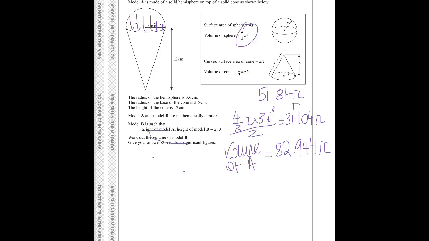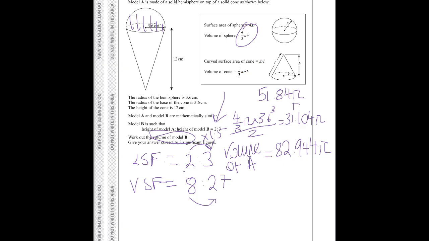Now, with volume, this is the difference: the linear scale factor is 2 to 3. But when we do the volume scale factor, it's really important that we cube both of these numbers. So 2 cubed becomes 8 and 3 cubed becomes 27. So instead of going up by 1.5 times, it goes up by substantially more, actually over 3 times larger.